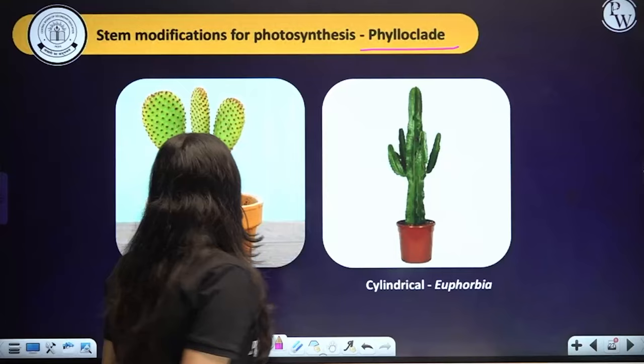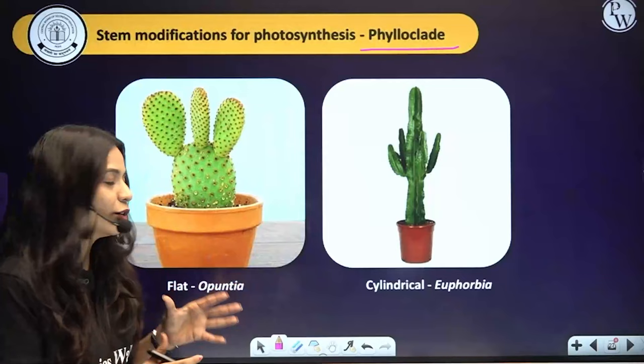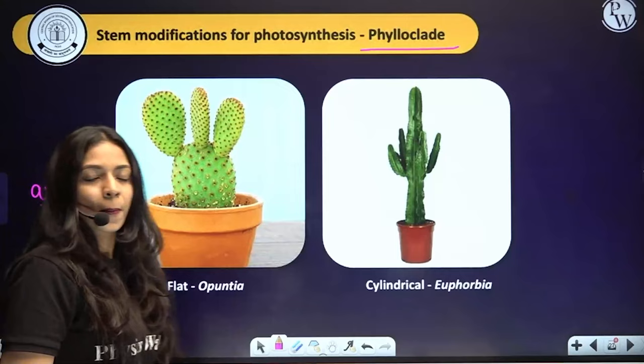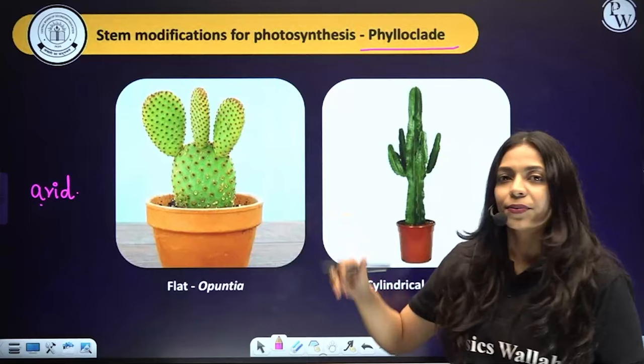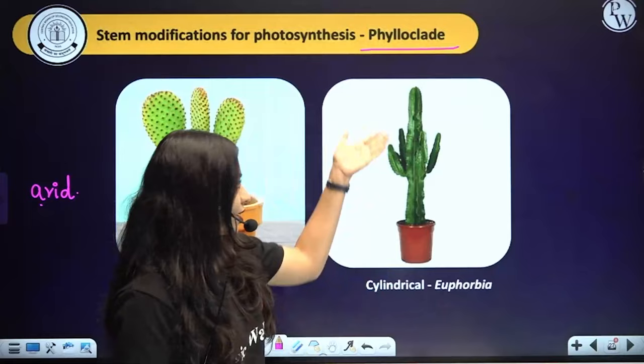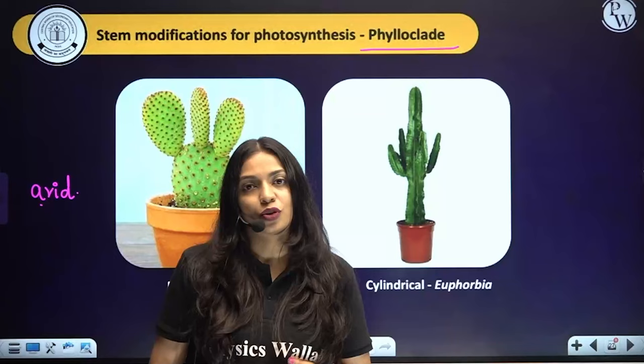So what happens here is, the stem will become succulent and thick. Usually you find this in regions that are very dry, like in deserts, okay? So there's not much rainfall. The soil does not have a sufficient amount of water, and in plants that grow in such regions, the stem will become either flat or cylindrical like you see here, but it becomes fleshy and succulent and it starts taking up the function of leaves, which is photosynthesis.